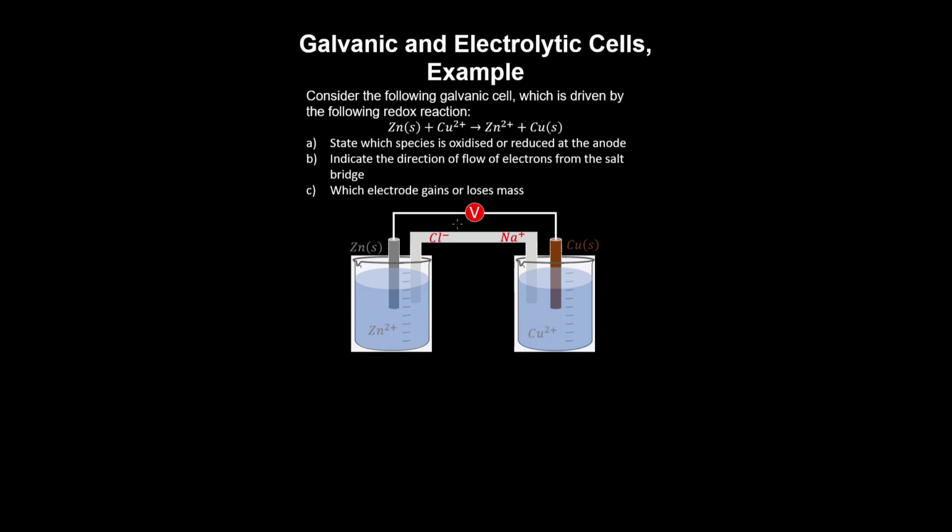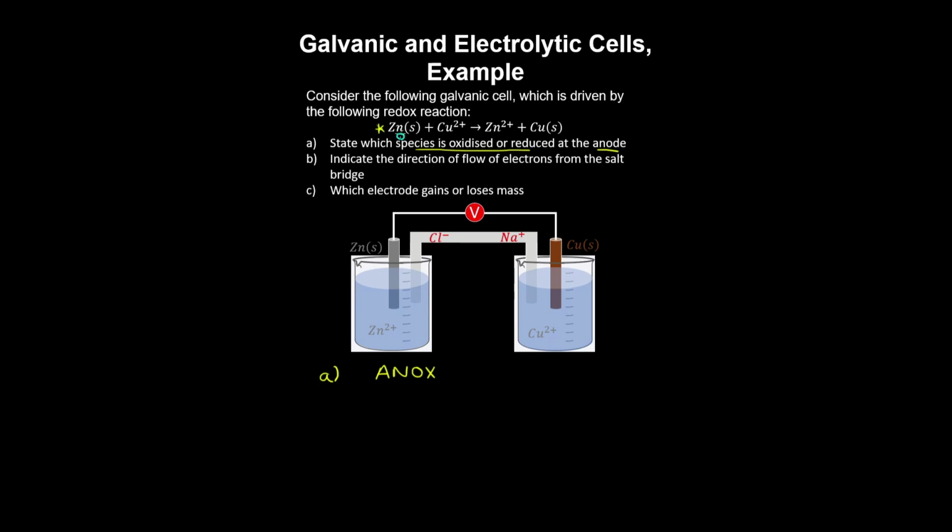Consider the following galvanic cell, which is driven by the following redox reaction. And in part A, we'll determine which species is oxidized or reduced at the anode. So at the anode, oxidation occurs. And now let's write the redox half reactions.